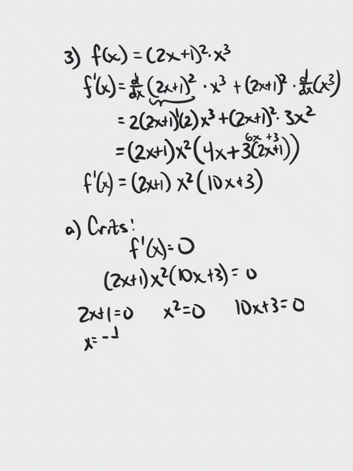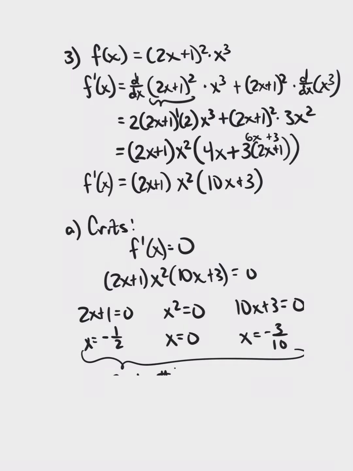Subtract 1 and divide by 2. Take the square root there. And then I subtract 3 and divide by 10. Okay? Like that. And these are my critical numbers right here.